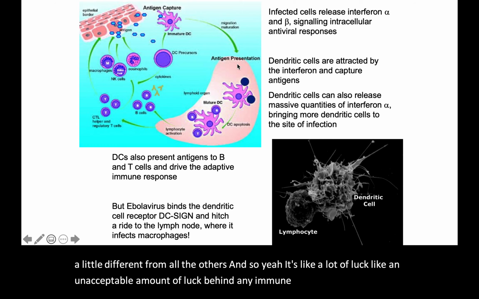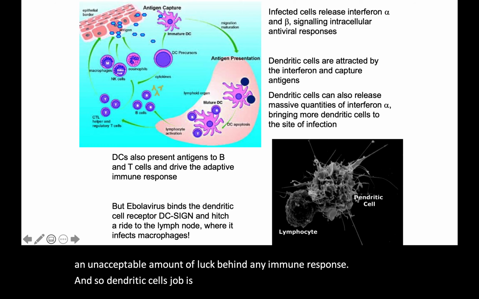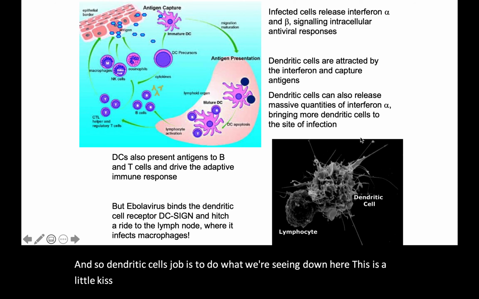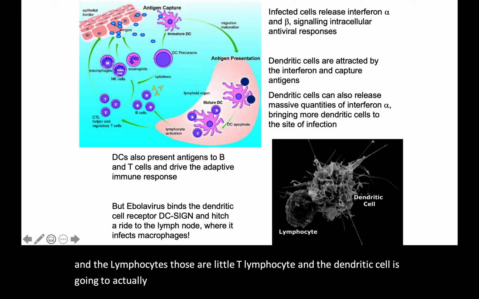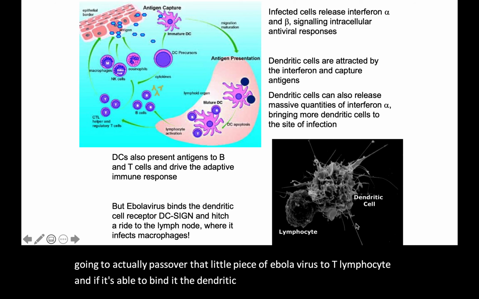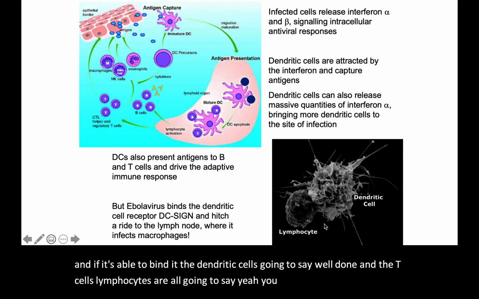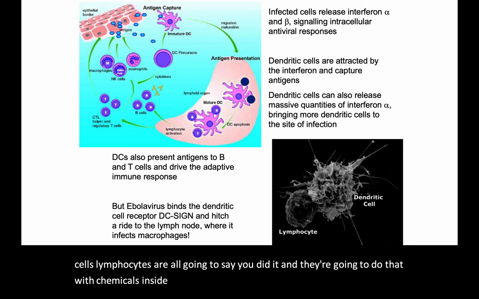And so a dendritic cell's job is to do what we're seeing down here. This is a little kiss, the interface between the dendritic cell, which is this spiky dude over here, and the lymphocytes. These are a little T lymphocyte. And the dendritic cell is going to actually pass over that little piece of Ebola virus to the T lymphocyte, and if it's able to bind it, then the dendritic cell is going to say, well done, and the T cells, lymphocytes are all going to say, yeah, you did it. And they're going to do that with chemicals and cytokines, of course, rather than with little cheers or emojis.